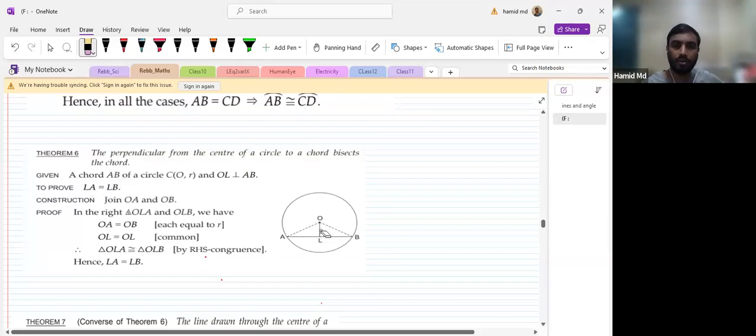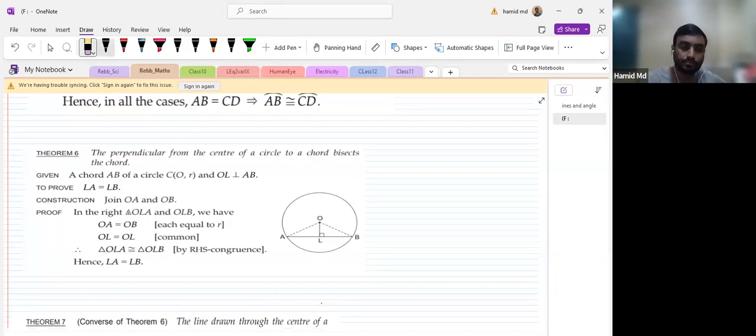So first of all, OA and OB are the radius, and OL is the common side. So we got one side, two sides, corresponding OL. And this angle is 90 degrees. The two sides and the angle being 90 degrees, then it would be RHS, right angle hypotenuse side congruence.